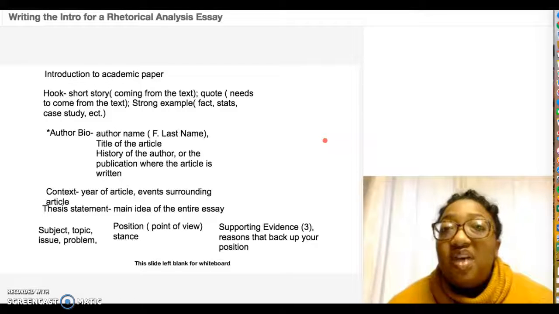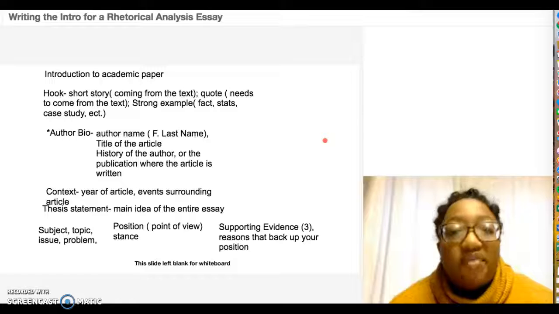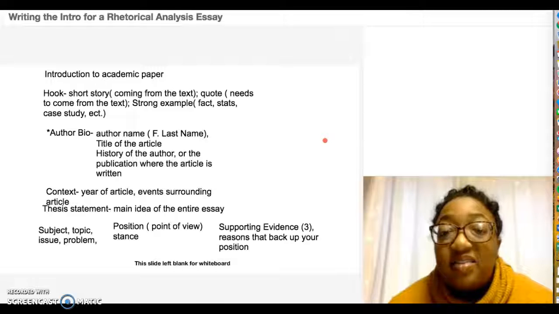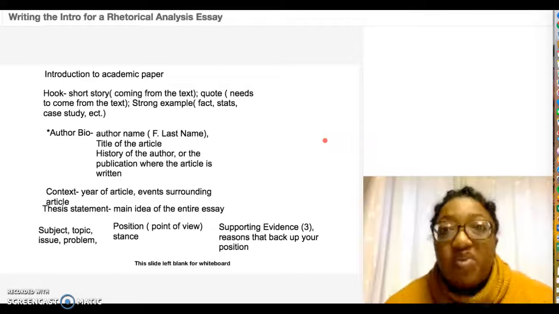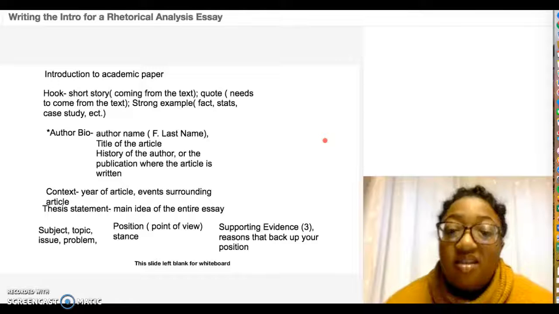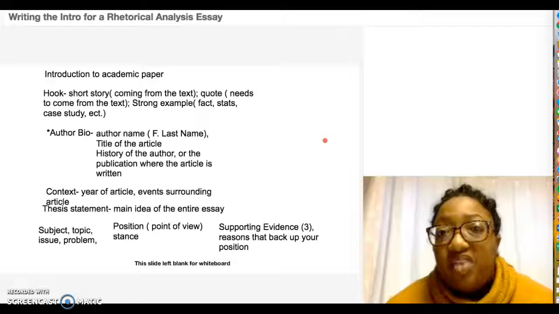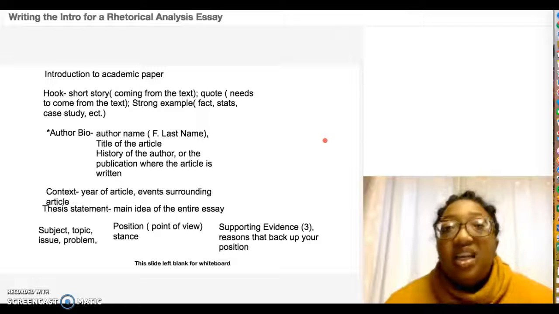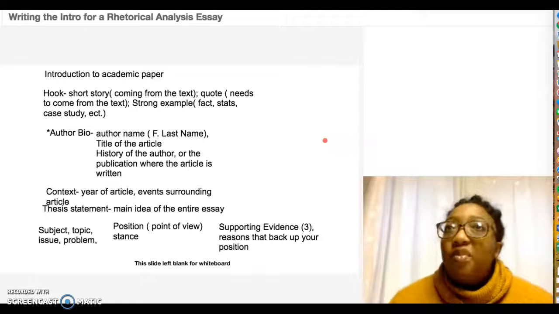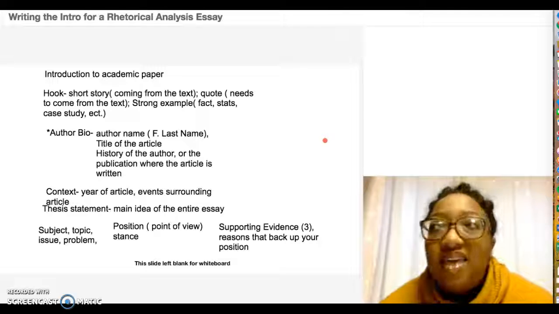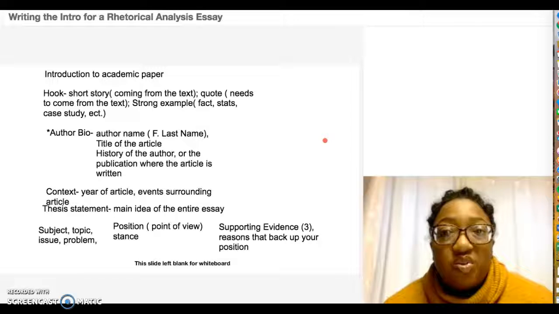You also want to make sure that you have the title of the article. Oftentimes with rhetorical analysis, this gets missed, but it's crucial. So then we know what is actually being discussed. Next, you want to give a little bit of history, either about the author or the publication, if the author's name isn't present, so that we understand a little bit more as the reader why they may have decided to write this piece.